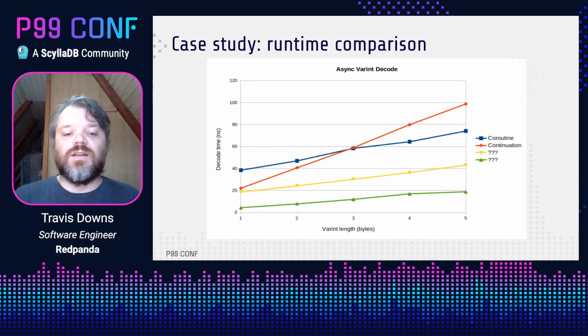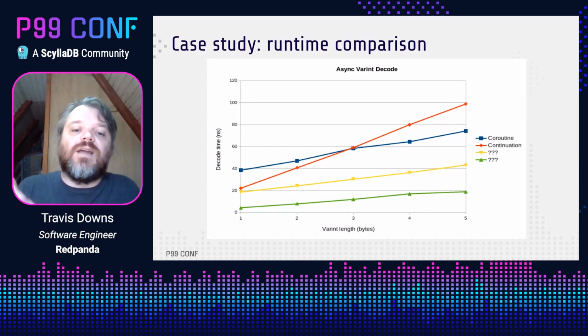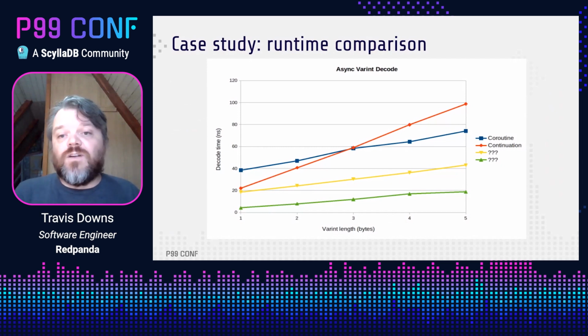Well, here's a plot. We have the variant length on the x-axis, from 1 to 5 bytes, and the decode time in nanoseconds on the y-axis. So the answer is, it depends. For very short variants, the continuation is faster for 1 and 2 bytes. At 3, they cross over and they're equal. And for 4 and 5 bytes, the coroutine approach is faster. So this is just a direct outcome of what we mentioned earlier.